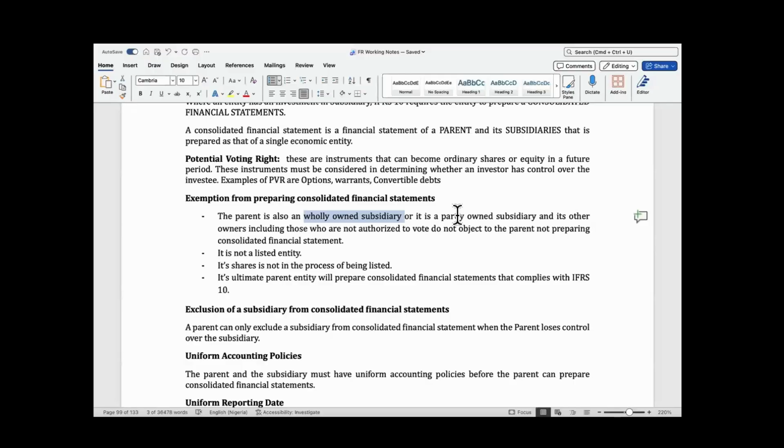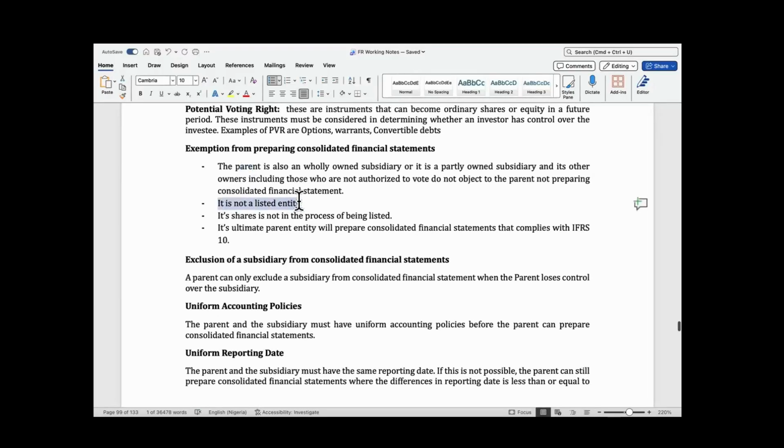And they don't care, because they will prepare consolidated financial statements. So they are not really bothered about you preparing or not preparing. Yes, you own another entity, and your own subsidiaries are looking forward to your consolidated account. But because you too have a parent, those ones will consider all of you, including your own subsidiaries. So if you are also a subsidiary, wholly owned or partly owned, you don't need to prepare consolidated statements. You are exempted.